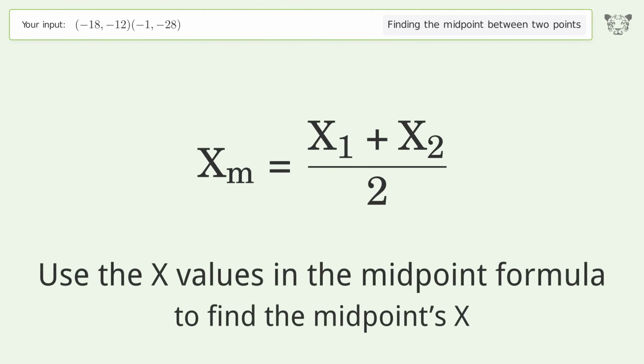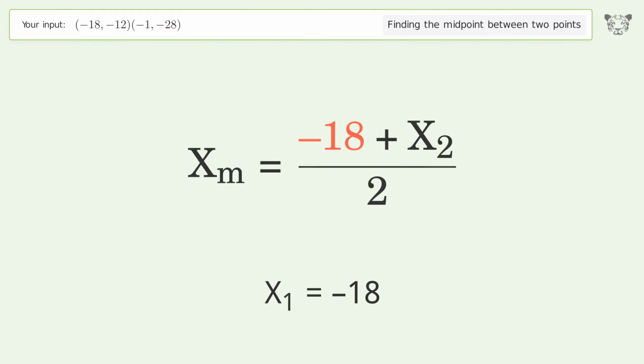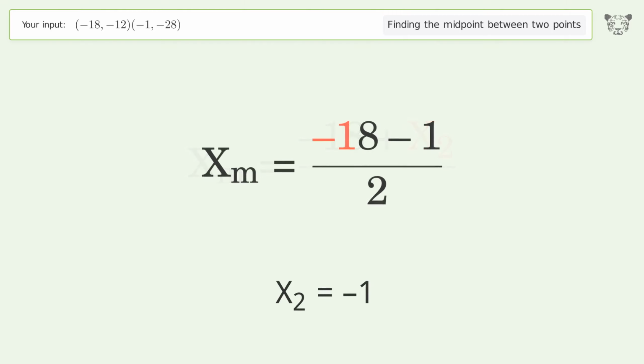Use the x values in the midpoint formula to find the midpoint's x. x1 equals -18. x2 equals -1. Simplify the arithmetic.